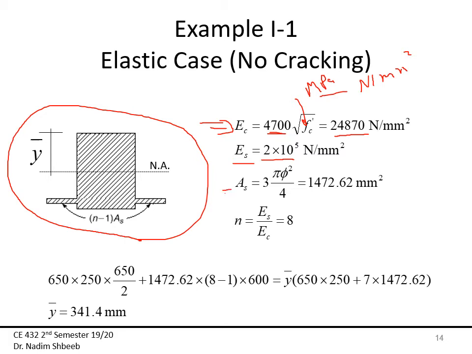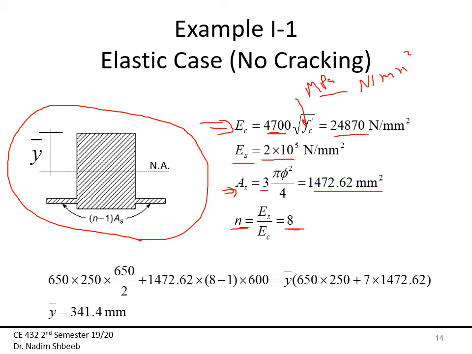As far as the area of steel is concerned, again, I had 3 525. This is just simply 3 times the area of 1 bar, which is pi d squared over 4, and this is equal to 1472.62 millimeter square. Now the conversion factor n from steel to concrete is going to be Es over Ec, which is equal to 8. So now I have this perfect homogenized cross section in concrete.